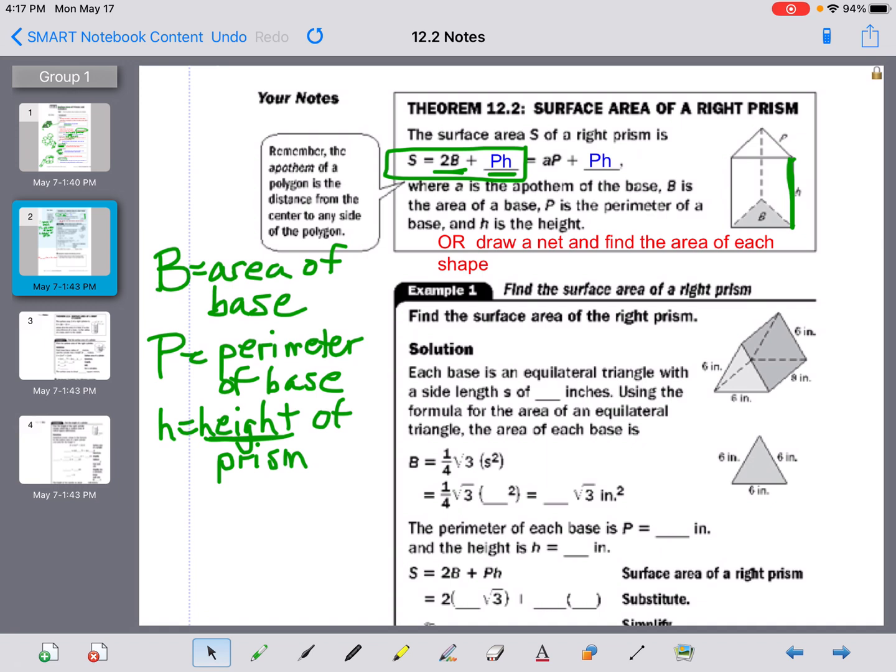And sometimes it's easier to do that because we see this. Okay, so there is this second equation over here, the A times big P plus P times H. That's just saying if you have a regular polygon. And we used 1/2 A times P when we did regular polygons back in 11.6. But to be honest, if we just use this one on the left for everything, it'll cover everything and we'll do fine with it. Okay, so let's look first at surface area of a right prism here.